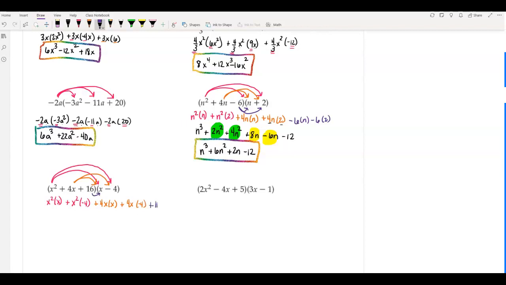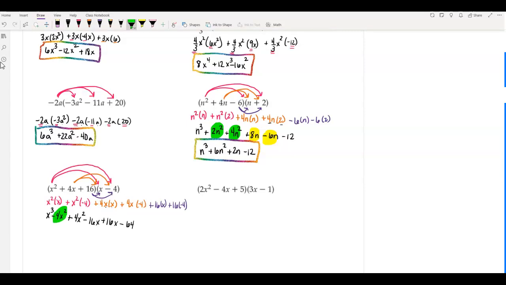And then 16 times x, and then 16 times -4. All right, same bases, add exponents, so x cubed. I'm going to do this in black. So x cubed minus 4x squared. Then 4x times x, same bases, so add exponents, so plus 4x squared minus 16x, because 4 times -4, plus 16x minus 64. Let's see if we can combine any like terms.